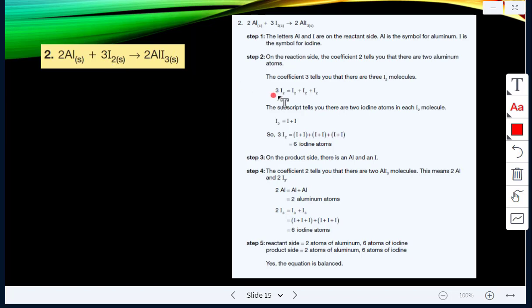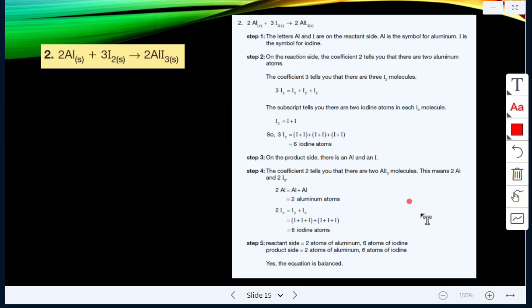So it's I2 plus I2 plus I2. And if you count that out, there are 6 iodine atoms. So you can count them out or you can multiply 3 times 2. So 3 times 2 gives me 6. On the product side, there is also aluminum and iodine. Now we have to count the number of atoms on the product side. So it's 2 aluminums. There's no subscript for aluminum, so there are just 2 aluminums. I has a subscript of 3, so it's 2 times 3, which is 6 iodine atoms.